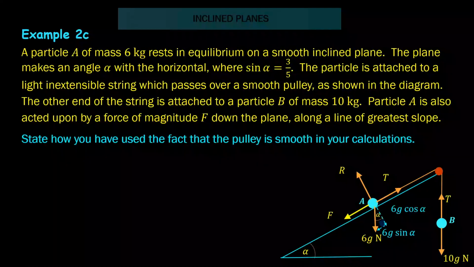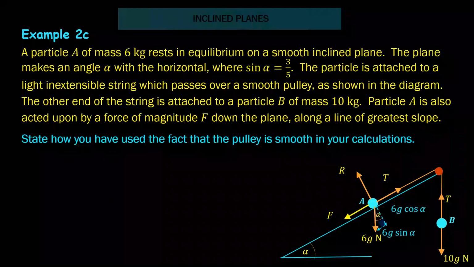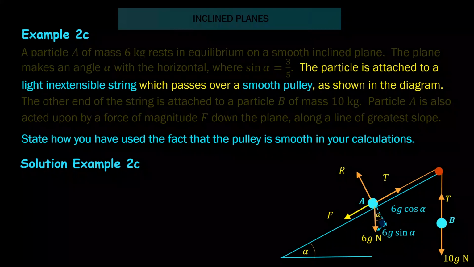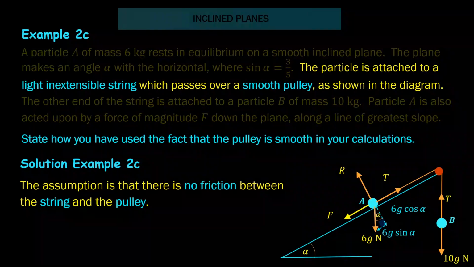And now for part C. We are required to state how we have used the fact that the pulley is smooth in our calculations. So let's solve this. The assumption is that there is no friction between the string and the pulley.